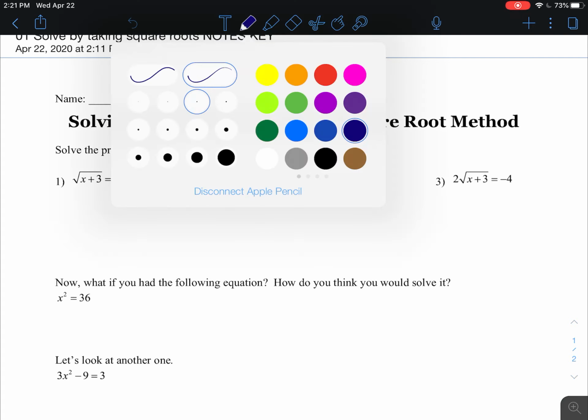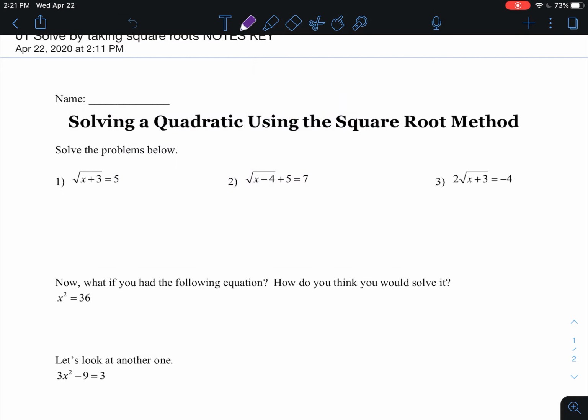Alright guys, so these notes should be pretty quick, so let's just try to get through them as fast as possible here. Solving quadratics using the square root method. So we're going to start Algebra 2 now, and the first thing that we're going to do is solve all of these different quadratics.